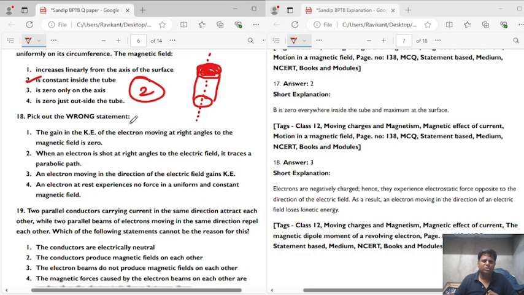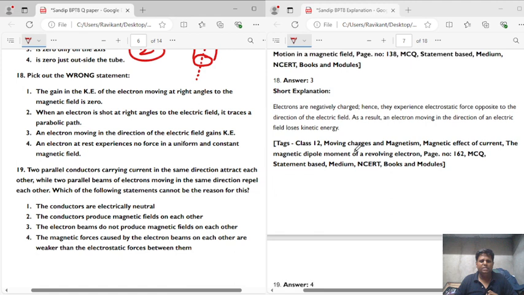Now let's see question number 18. Question number 18 says pick out the wrong statement. The gain in the kinetic energy of the electron moving at a right angle to the magnetic field is zero. This statement is correct because the scenario is that the velocity is in this direction and the magnetic field is in this direction. Without changing the speed of the particle, it will just undergo uniform circular motion. If the magnitude of the velocity is not changing, the kinetic energy will also not change. Therefore, the gain in the kinetic energy will be zero. So this statement is correct.